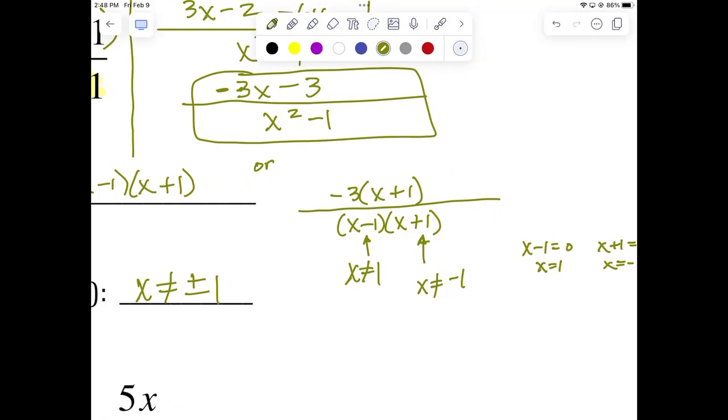Now, since I've already found the excluded values, now I can go, those divide out, and I'm left with negative 3 over x minus 1.